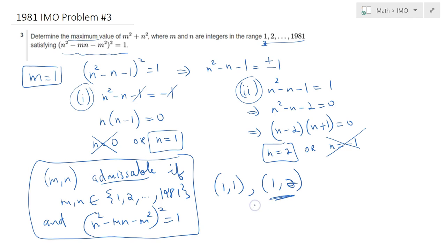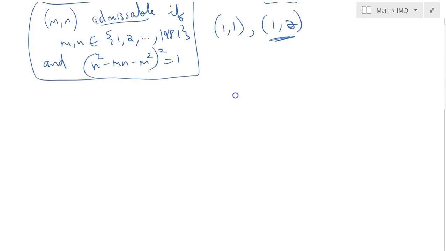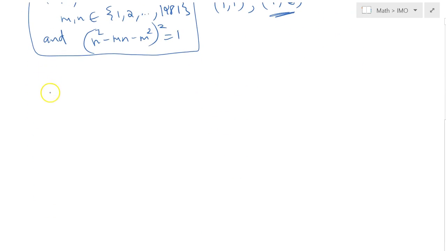So far we have just one candidate, but I doubt that would be the answer, because we have only tested one case, m is equal to 1. So therefore, for the rest of the discussion, let's assume that m is strictly greater than 1. And in fact, I will do the following. Let me make a change of notation.